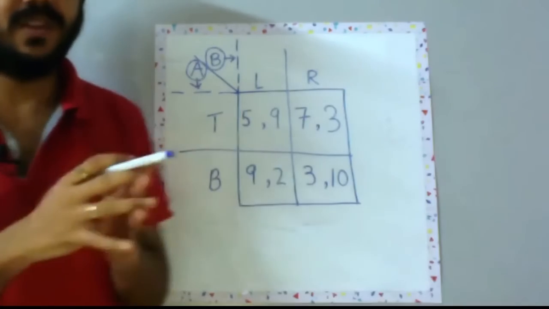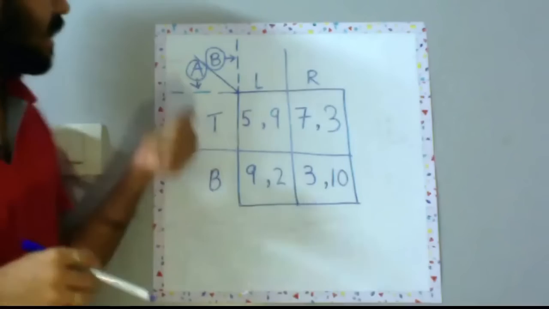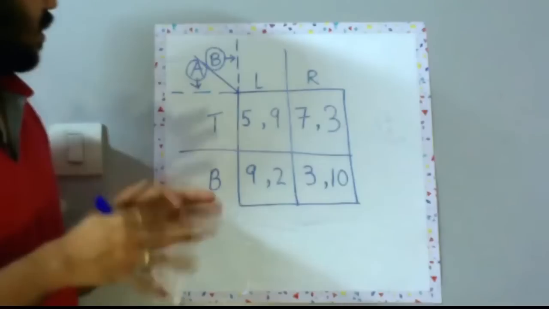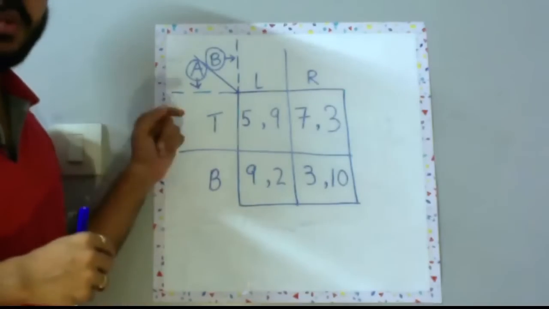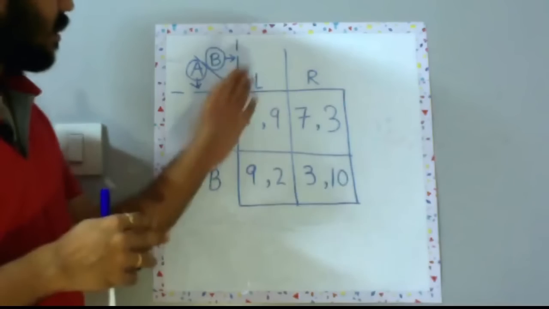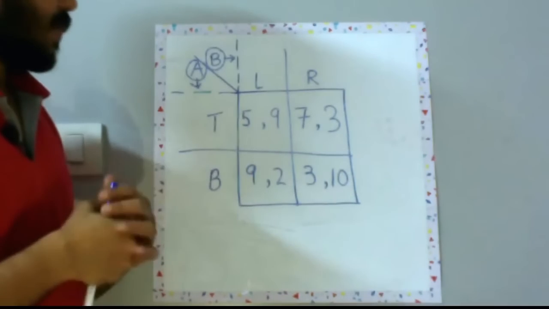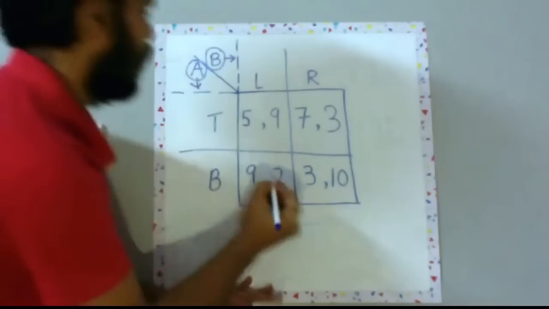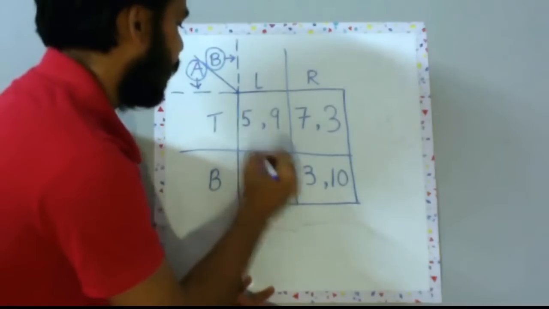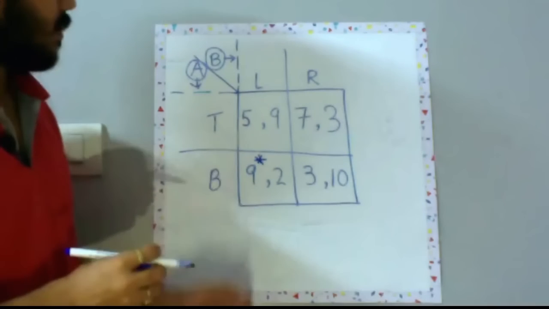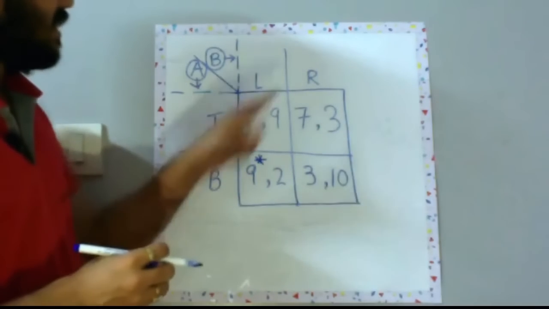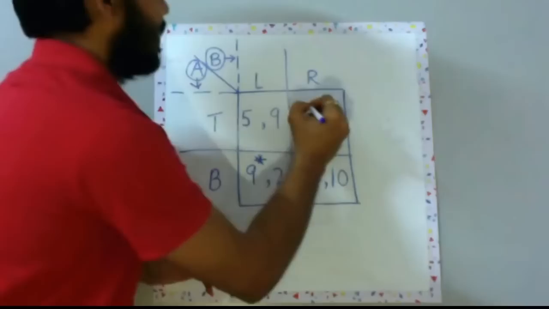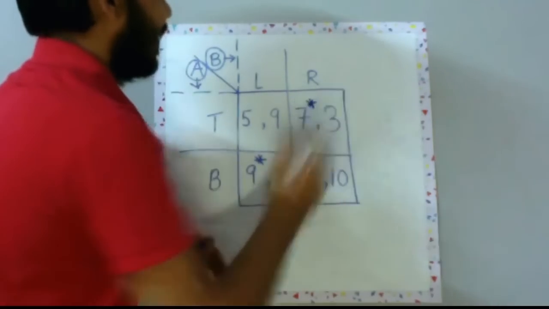Let's look at this game where we have two players, A and B. A is our row player and B is our column player. If A is to choose between top and bottom when B is taking left, he would definitely take bottom because 9 is greater than 5. So I will put a star over here. And if he has to choose between top and bottom when B is choosing right or R, then definitely he will choose 7 or top, as 7 is greater than 3.